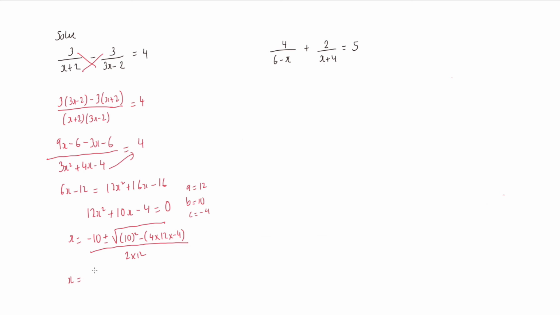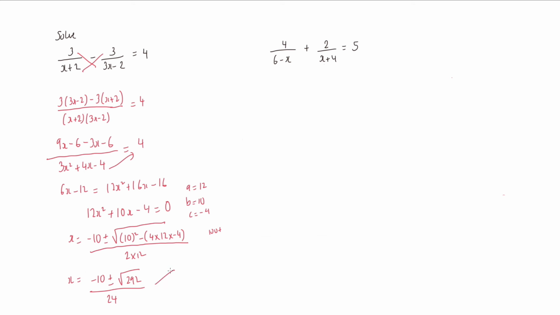Okay, so if we simplify all of this, you should have had minus 10 plus and minus. So 4 times 12 is 48, times that by 4, which is 192. But then you have 100 there, because 10 squared, so 100 plus, because there's 2 minuses, 192. So that gives us 292 over 24.